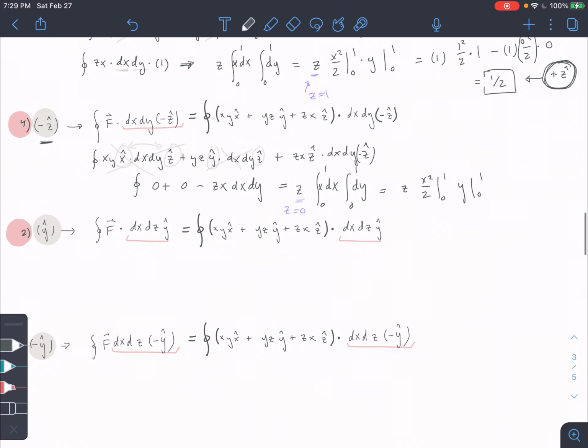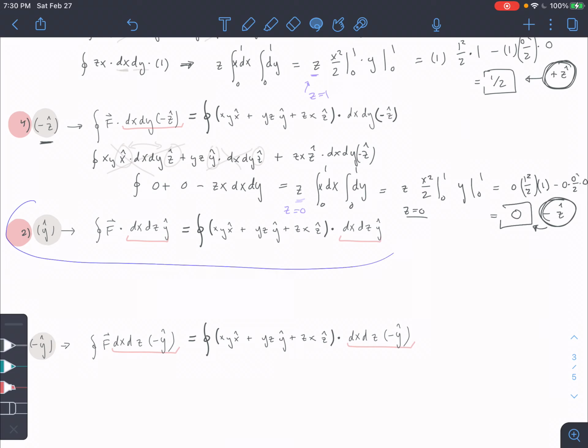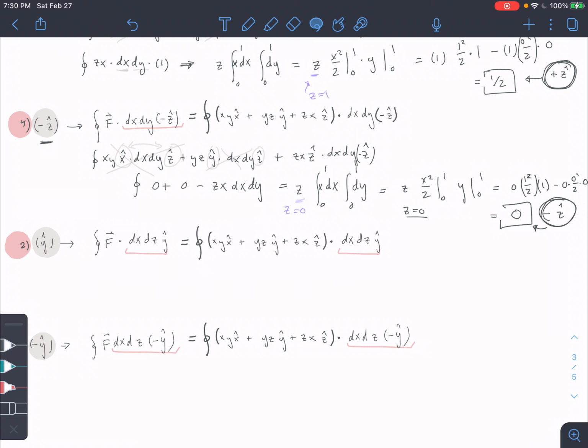It's an important note. Okay, so we evaluate this, and remember z equals 0, and it's actually going to make everything end up being 0. So 0 times 1 squared over 2 times 1 minus 0 times 0 squared over 2 times 0. So our answer for this second piece for the negative z hat direction is going to be equal to 0. So that negative z hat side is going to be equal to 0. And that's just because of its location in the plane and just the way that that f vector evaluates out.